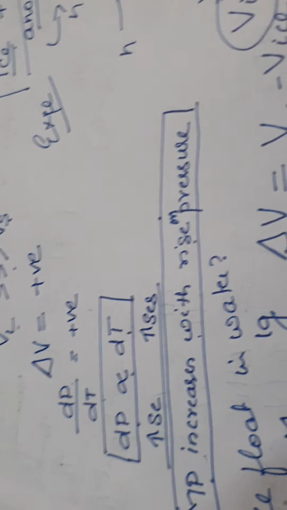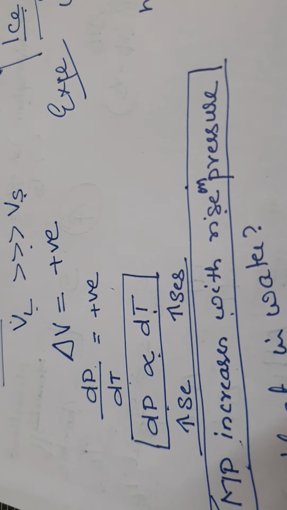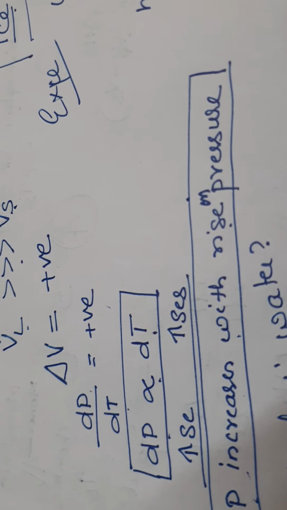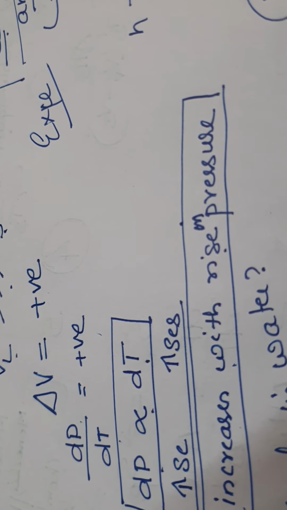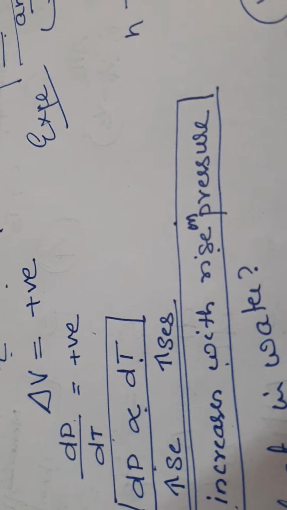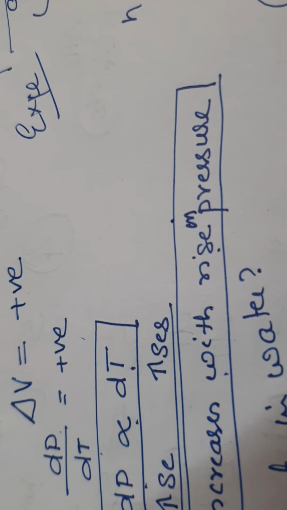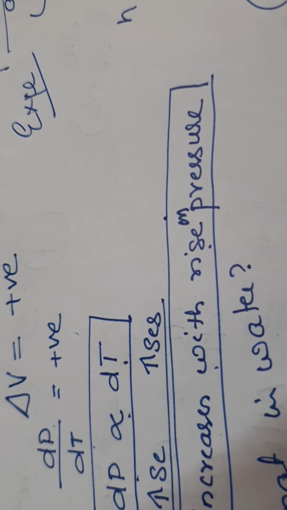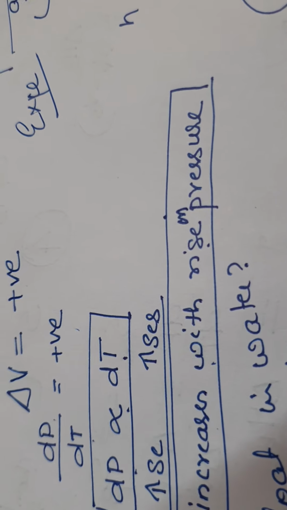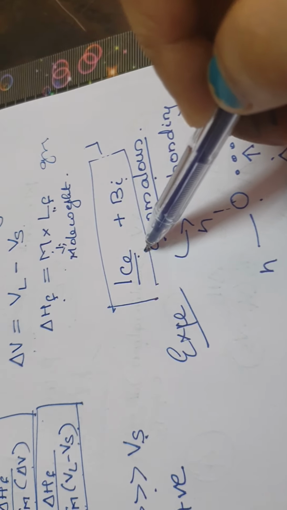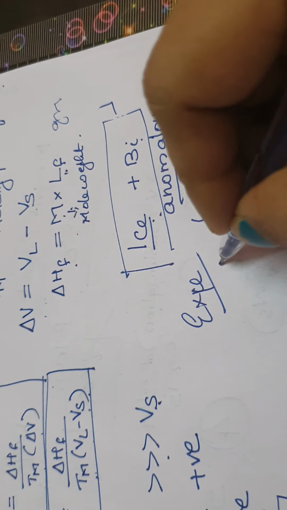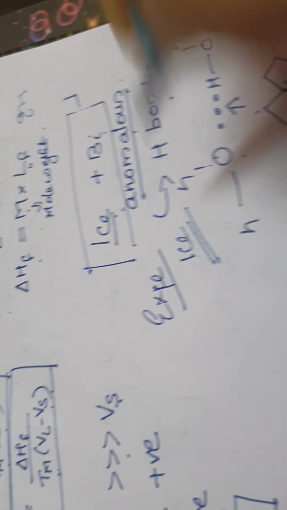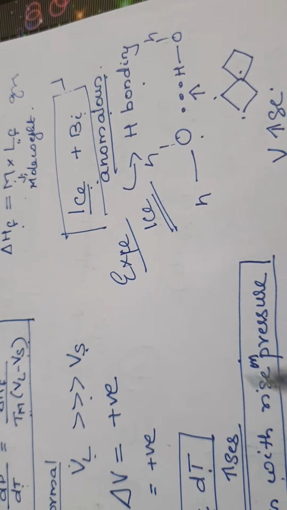If you take any solid and raise the pressure, it will not melt at the normal melting point. It needs more temperature. Instead, if you decrease the pressure, its melting point will decrease. But when you take the case of ice and bismuth, it has an anomalous behavior. We'll take the case of ice. What is the peculiarity of ice?